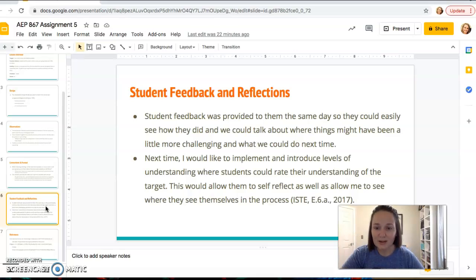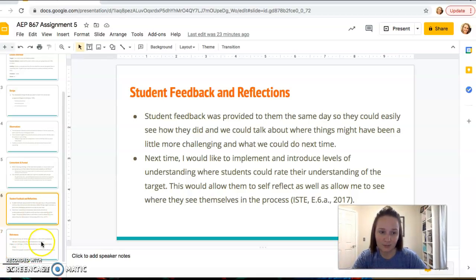Next time, I really would like to introduce the levels of understanding, where like 4, I can teach this to someone else. 3, I've got this. 2, I think I have it, but I still need some more practice. And 1, I don't have this yet. Because I think that allows them to think outside their boxes, to understand and really self-evaluate, as well as allowing me to see where they see themselves, so I could form groups then around all the 2s and the 1s, and just being able to kind of create small intervention groups almost based off of their reflective data.